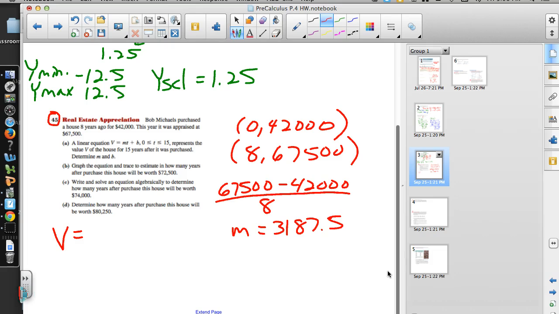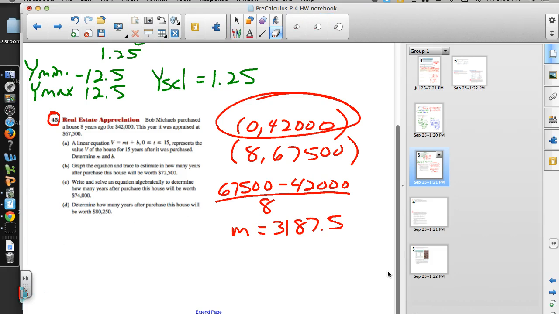Well, they didn't want me to use y equals mx plus b. They said use V equals. So we have 3,187.5 times the time in years plus, and now my b value was right here, and that was 42,000, and I'm not going to be able to squish that and have it still be readable for you, so let me change this.